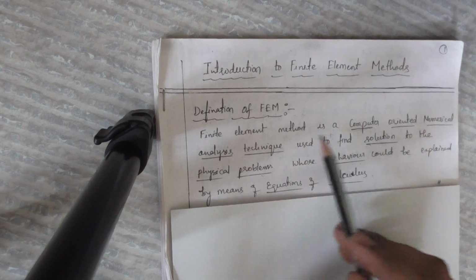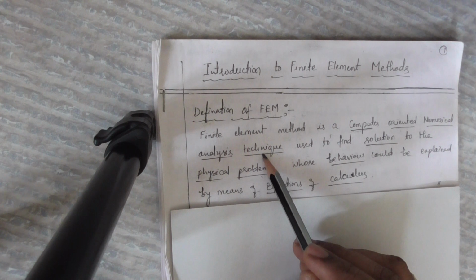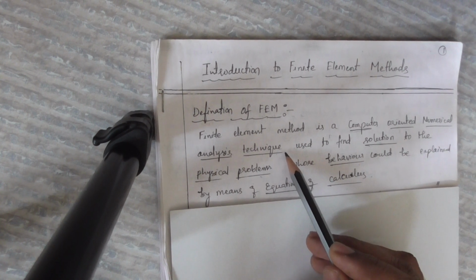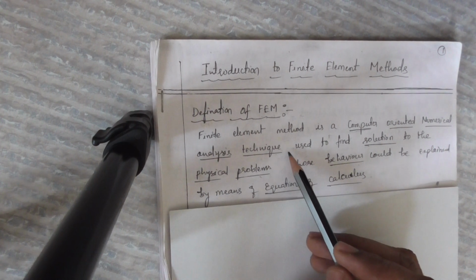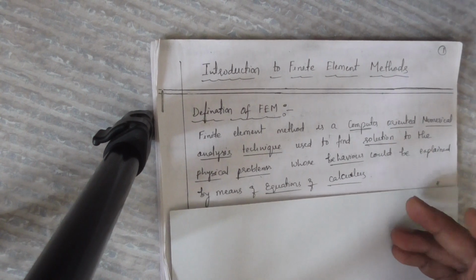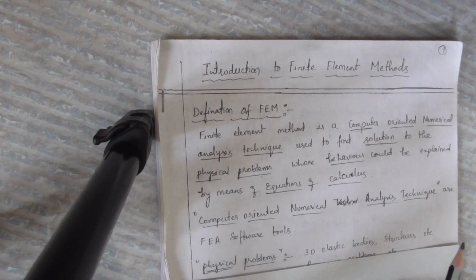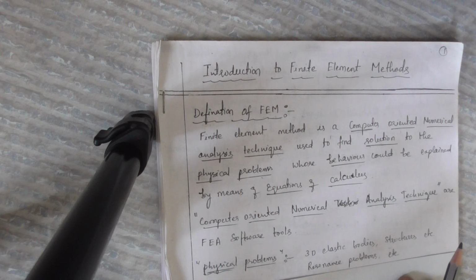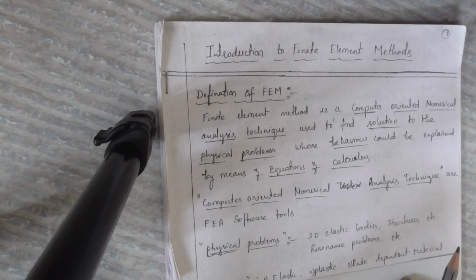What is it actually? Everyone knows that computer-oriented numerical analysis techniques are the software tools. The software tool we are using right now in the lab is ANSYS. Similarly, we have Nastran, Abaqus, Madymo, and so many other software. And what are the physical problems here? You might know, we have 3D elastic bodies, structures, resonance problems and vibration problems. These can be solved by using this finite element analysis.